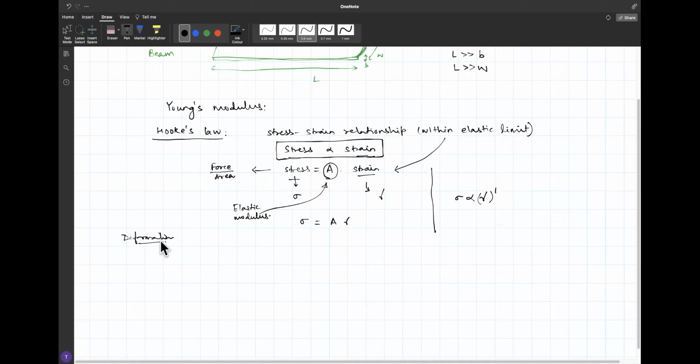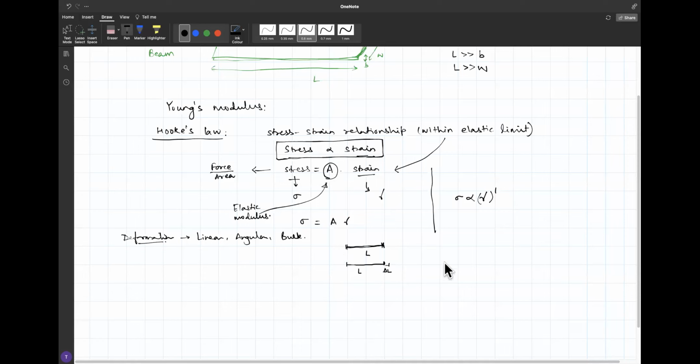We can have a deformation which could be linear, angular, or bulk. We'll see what that means. What do we mean by linear deformation? If we have some object of some length L, and somehow it changes its length by a delta L, that is a linear deformation.